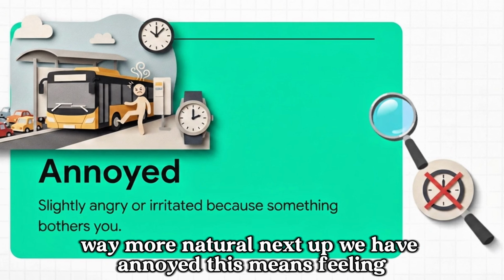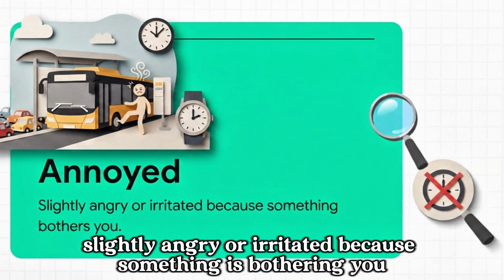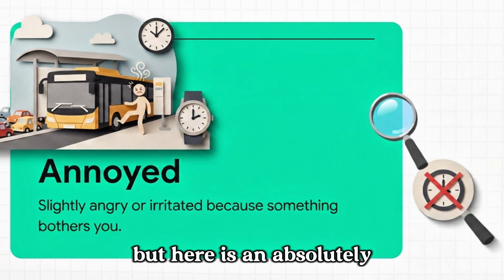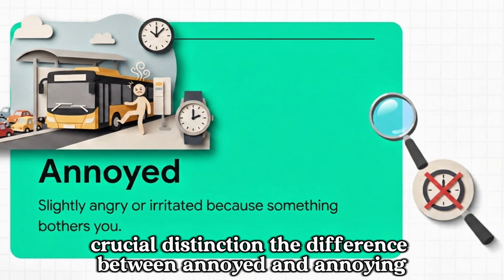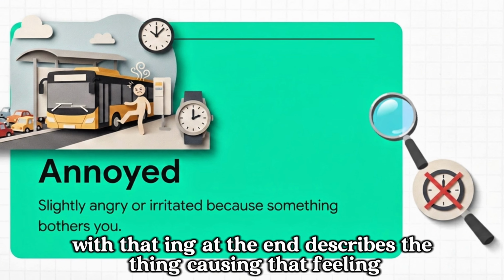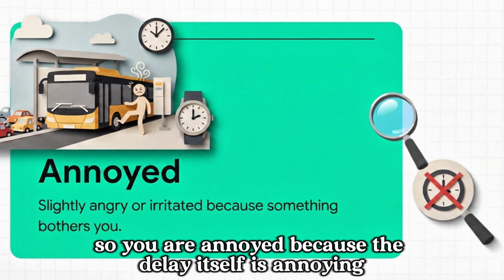Next up, we have annoyed. This means feeling slightly angry or irritated because something is bothering you. For instance, I was really annoyed when the bus arrived late. But here is an absolutely crucial distinction: the difference between annoyed and annoying. Annoyed describes how you feel on the inside, but annoying, with that ing at the end, describes the thing causing that feeling. So you are annoyed because the delay itself is annoying.